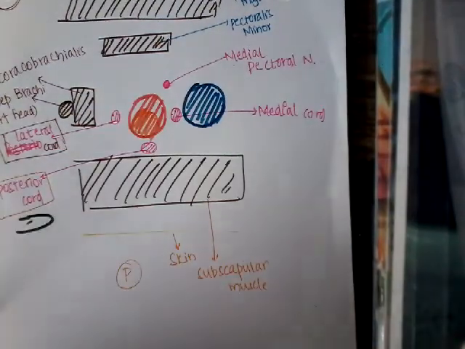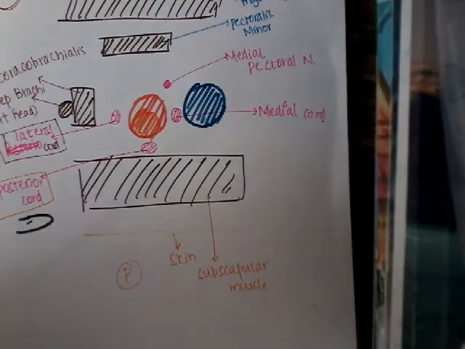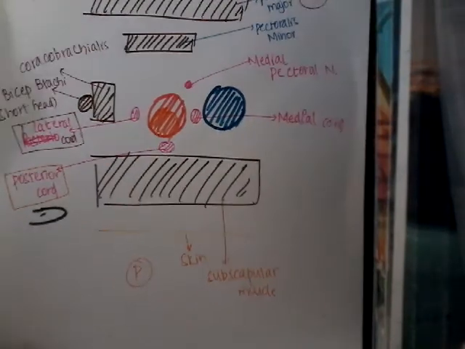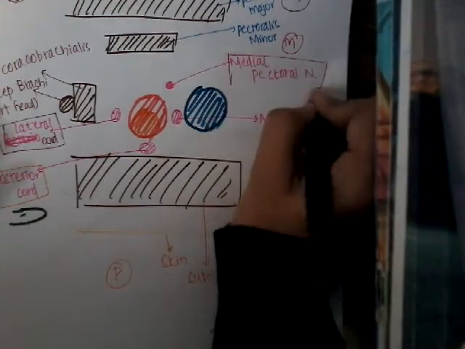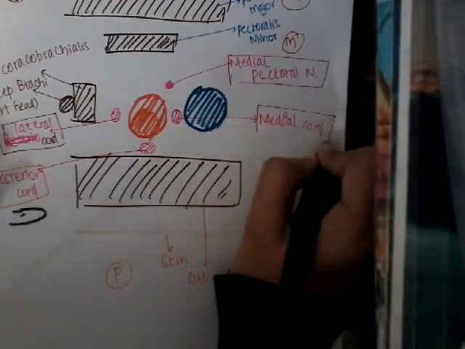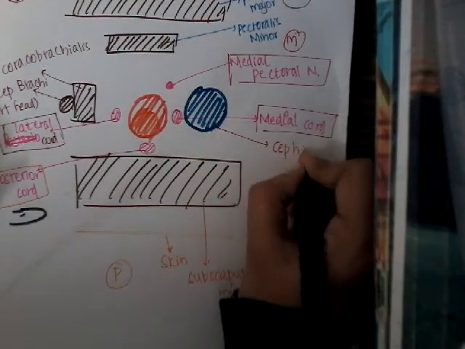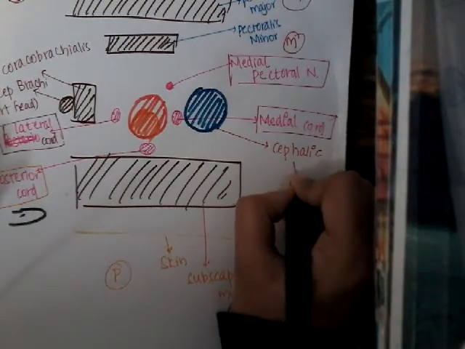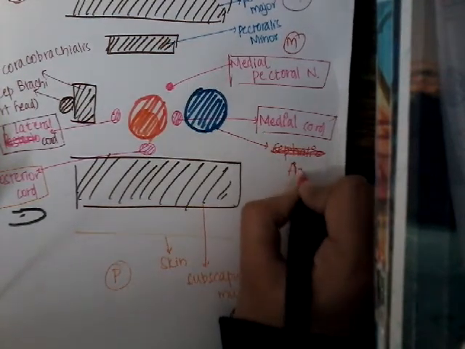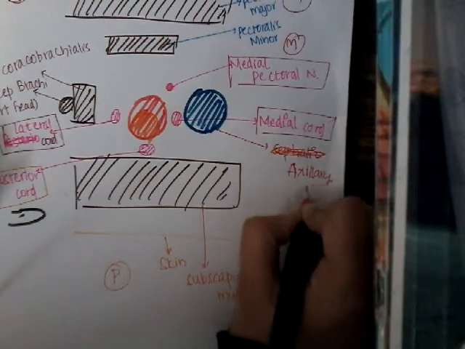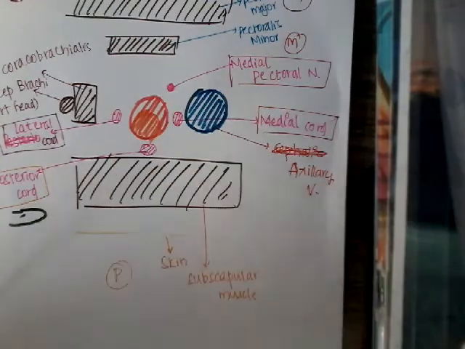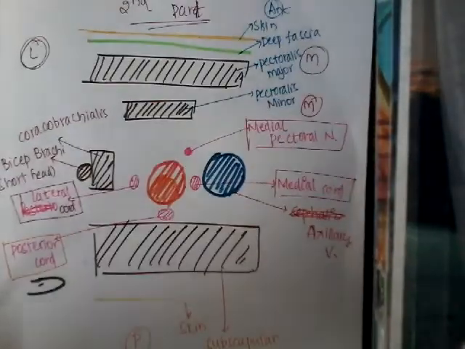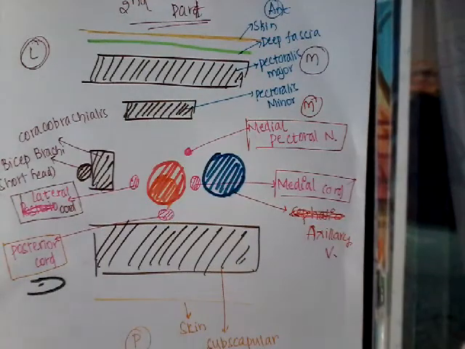What do you have medially? Medially you will have the medial pectoral nerve, the medial cord of brachial plexus, and the axillary vein. Cephalic vein has already been there in the first part itself. It gives the cephalic vein, so you'll have the axillary vein here. This is the axillary artery. So these are the different relations which you see in the second part of the axillary artery.